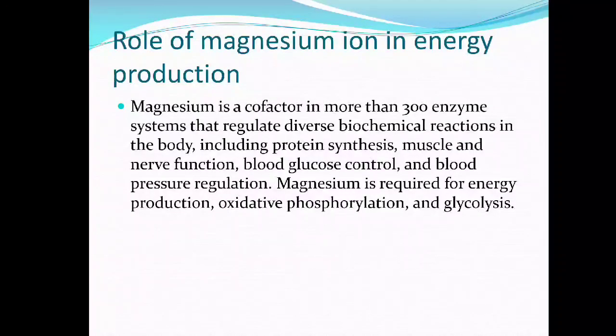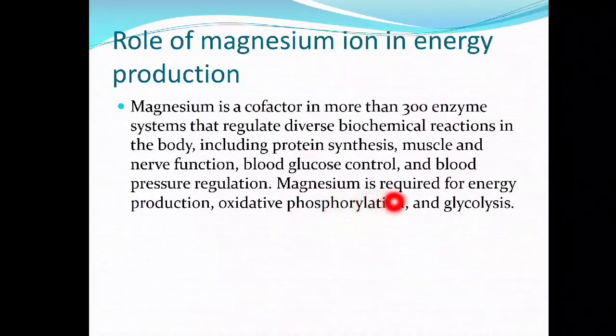Let us see the role of magnesium ion in energy production. You can observe here magnesium is a cofactor in more than 300 enzyme systems. And of course, it regulates diverse biochemical reactions in the biological system, including protein synthesis, muscle and nervous function, blood glucose level control, and blood pressure regulation. It plays a variety of roles in the biological system.